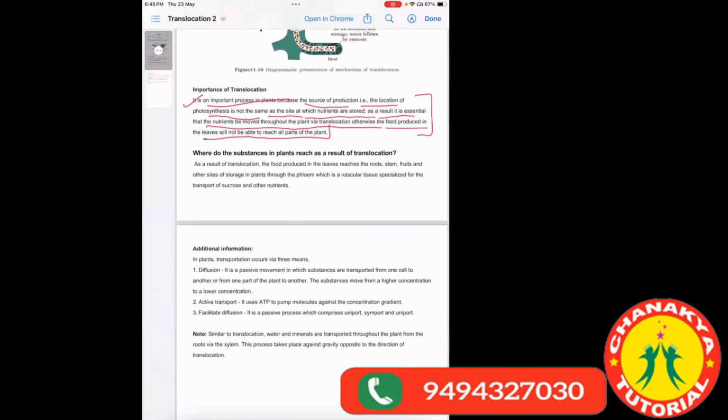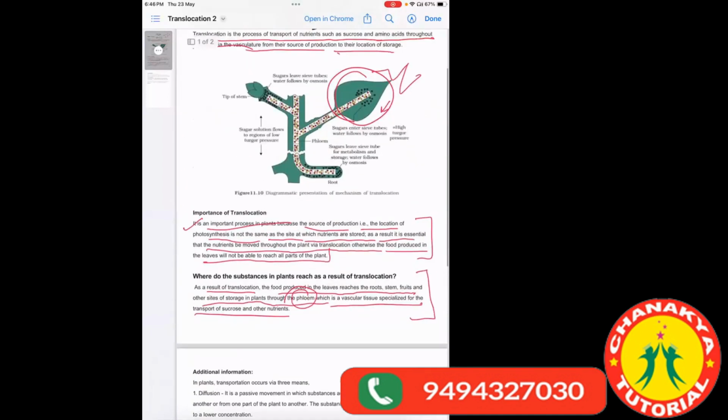Now, where do substances in plants reach as a result of translocation? So due to this translocation, where will they be reaching? As a result of translocation, the food produced in the leaves reaches the root, stems, fruits, and other sites of storage in plants through the phloem. So from the leaf, they will be going to the fruits, to the roots, to the other sides with the help of the phloem, which is a vascular tissue specialized for the transport of sucrose and other nutrients. So that is how they will be working.